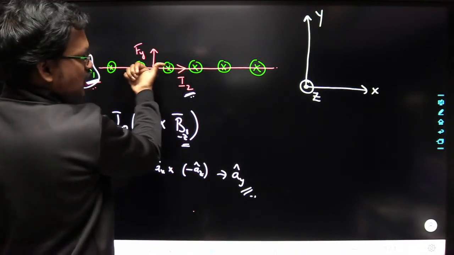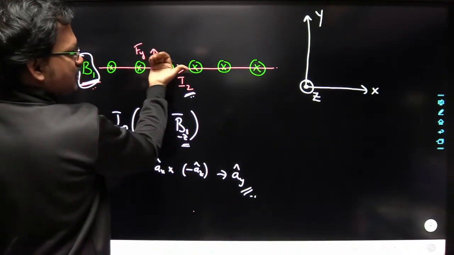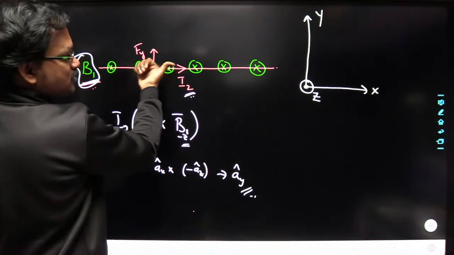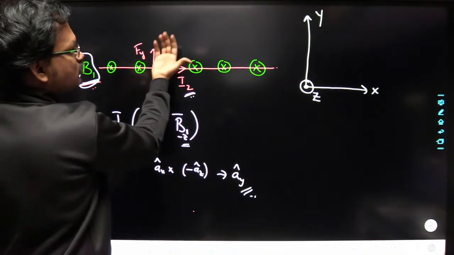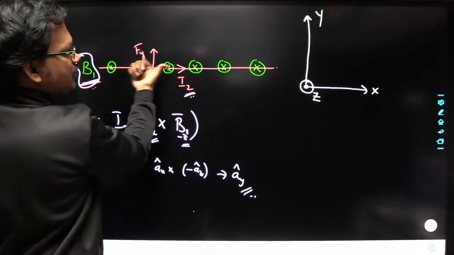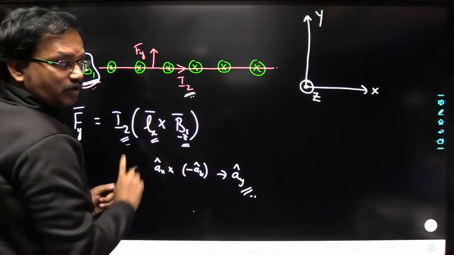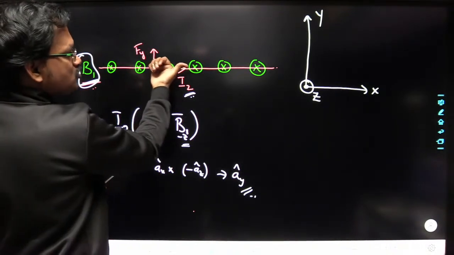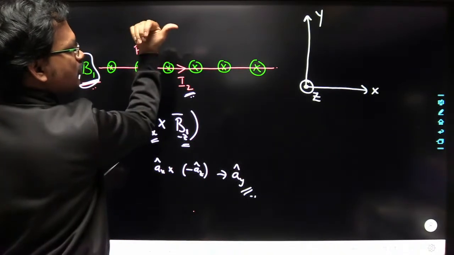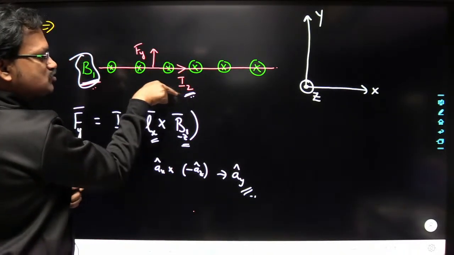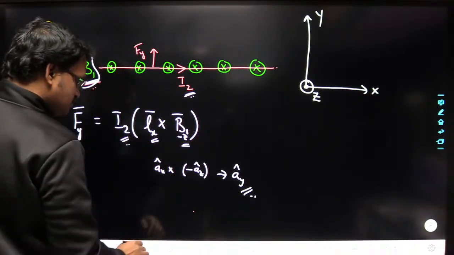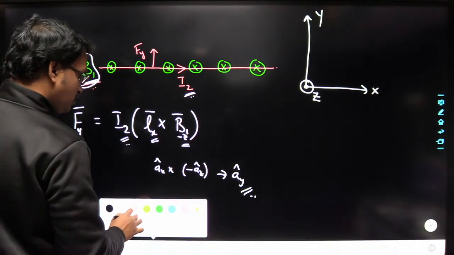So point the thumb along X direction. Then the field produced by I2 is going to point in which direction here? Above this wire it will be out of the board, and below this wire it will be into the board. Right? So this I2 is going to produce the B field such that above this wire the B field comes out of the board, and below this wire the B field goes into the board.